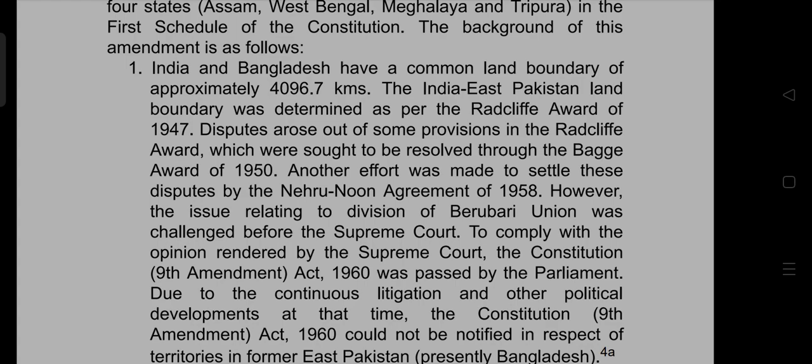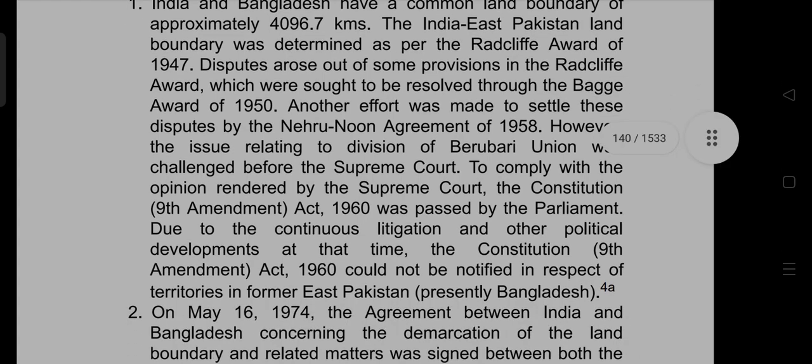However, the issues relating to the division of Berubari Union were challenged before the Supreme Court. To comply with the opinion rendered by the Supreme Court, the Constitution Ninth Amendment Act 1960 was passed by the Parliament. Due to continuous litigation and other political developments at the same time, the Ninth Amendment Act 1960 could not be notified in respect of the territories of former East Pakistan, that is, presently Bangladesh.